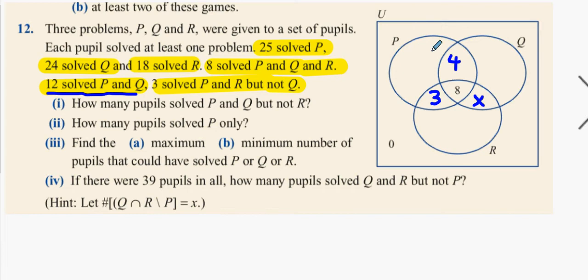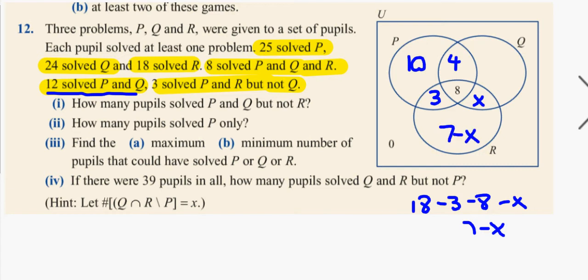25 people in P. So 25 take away 4, take away 8, take away 3. 10. Good man. Next one. 18 for R. 18 take away 3, take away 8, take away X. 7 take away X. Alright, the next one. This one here. 24. Take away 4, take away 8, take away X, and somebody said 12 minus X. You are correct. Everybody okay with that? We good?